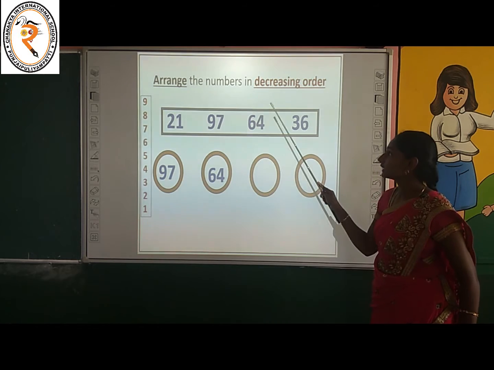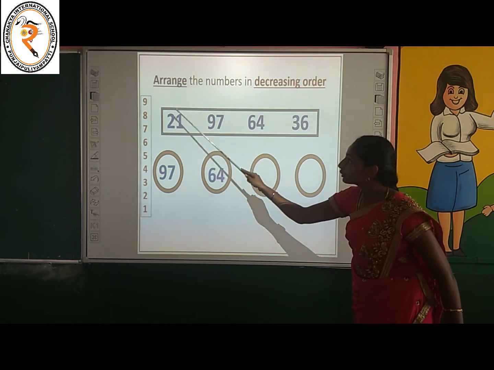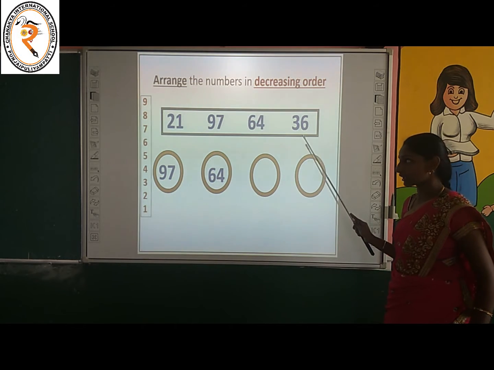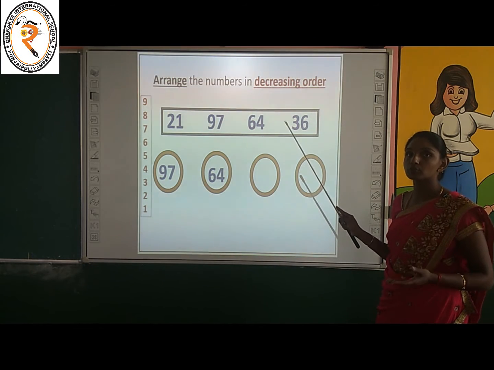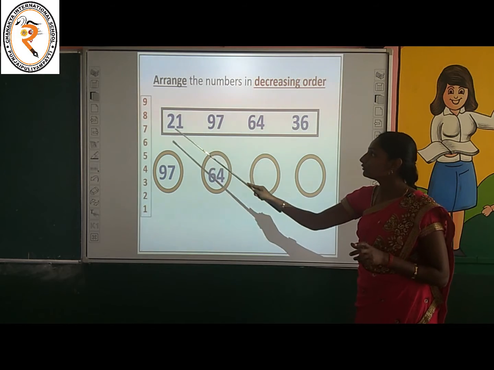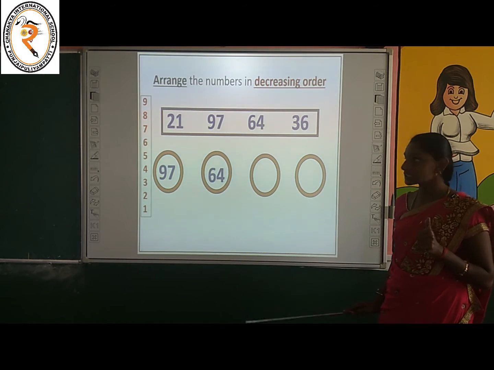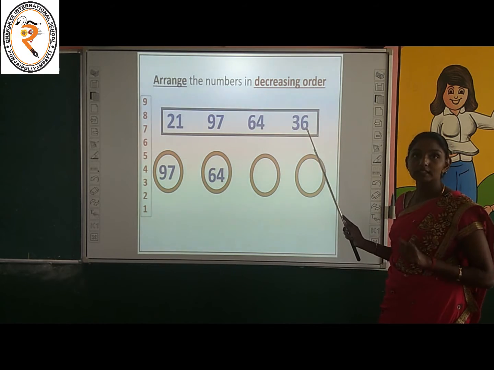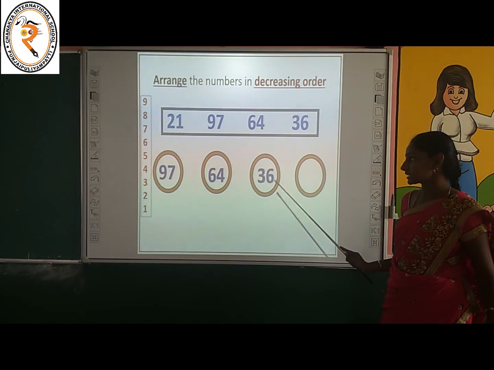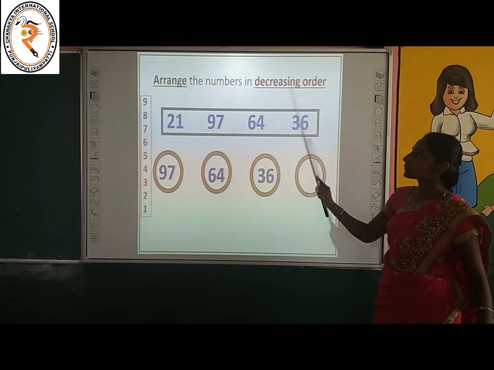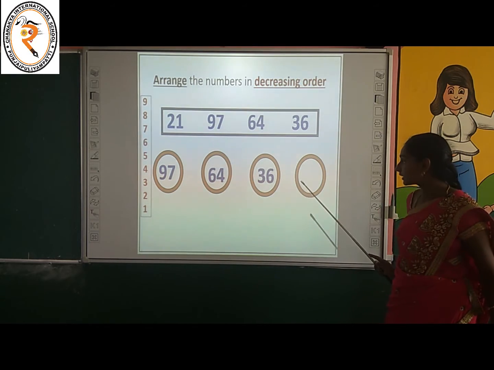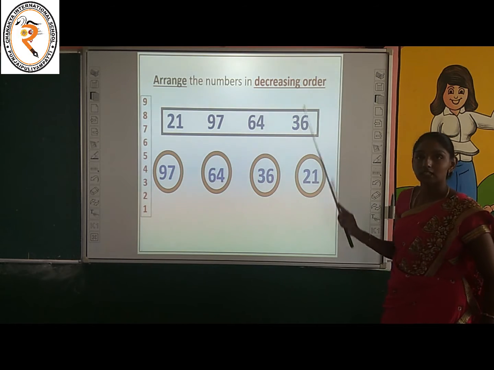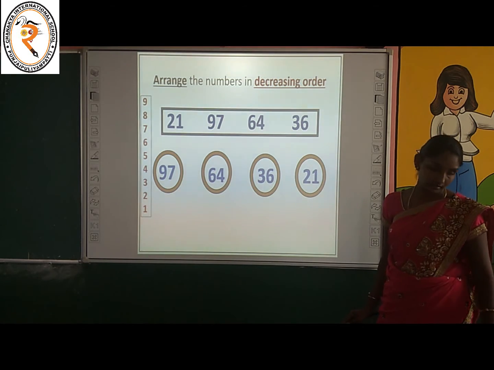Now omit 97 and 64. Now we have only 2 numbers, 21 and 36. Is it okay? Now again repeat. What do we have to do? Find the biggest number of 21 and 36. See the digits in the tens place, 2 and 3. Which is biggest? 3. That means 36 is the biggest. Very good. Now write the remaining number in the last circle. Very good. Now the given numbers are arranged in decreasing order. Are you all clear? Yes.